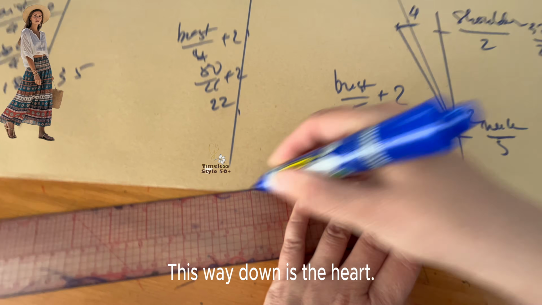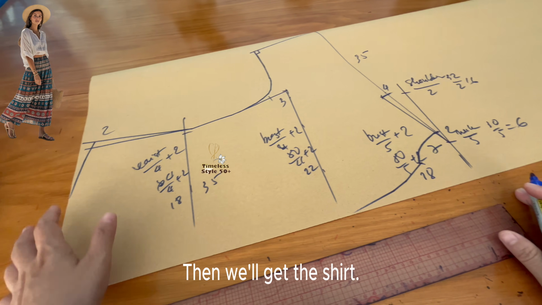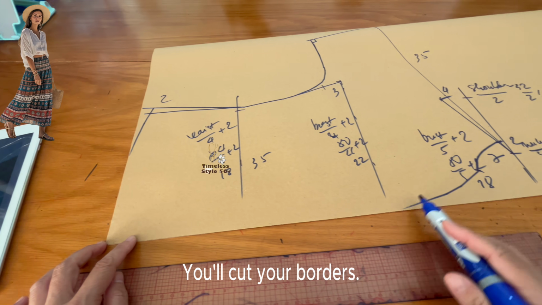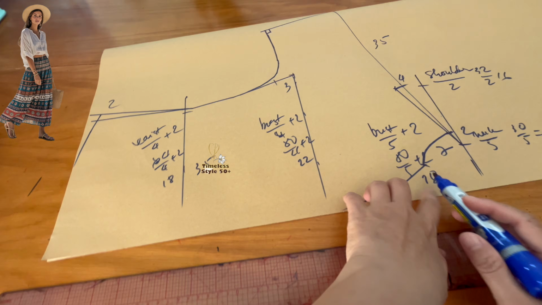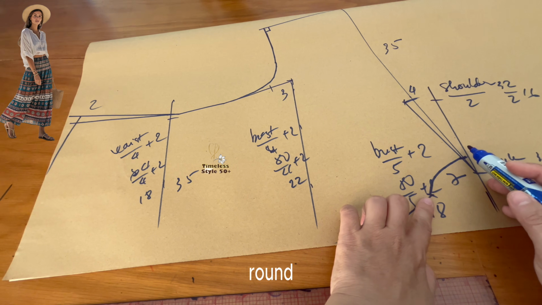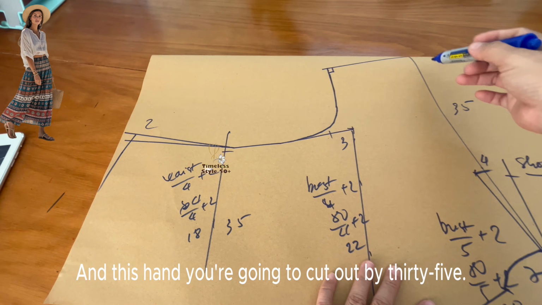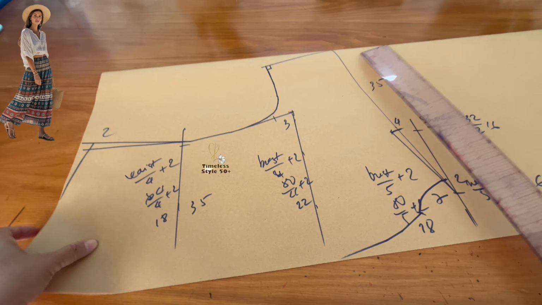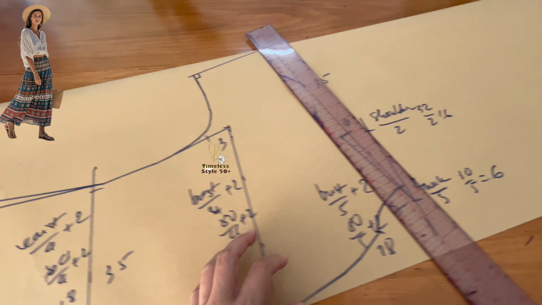This way down is the heart neckline. Then we'll get the shirt. From the bottom right here, you'll cut your borders. This is where we're going to separate the round neck. And this sleeve you're going to cut out by 35. And this is the front body.